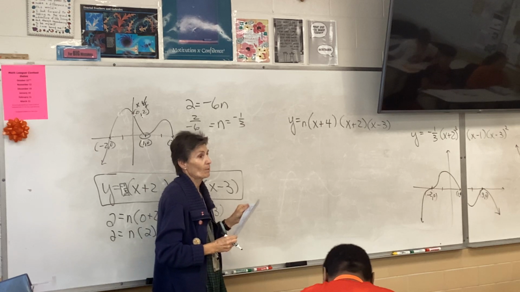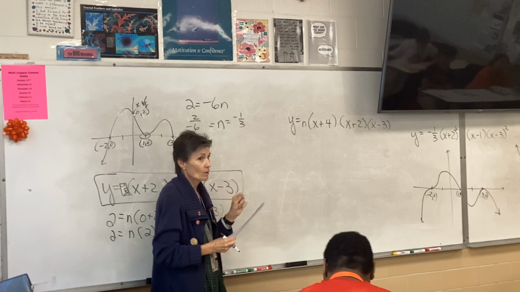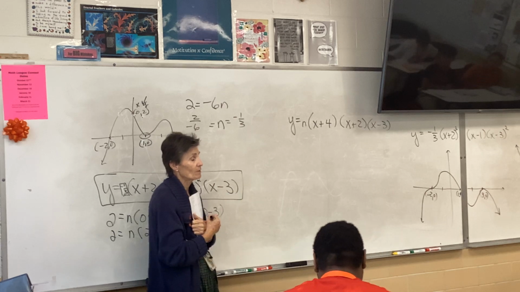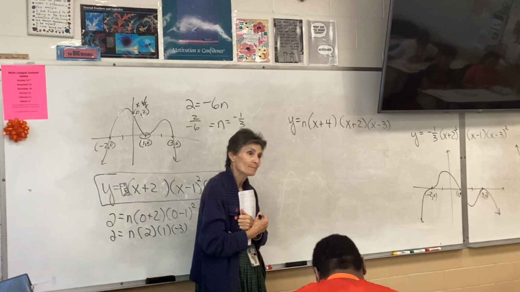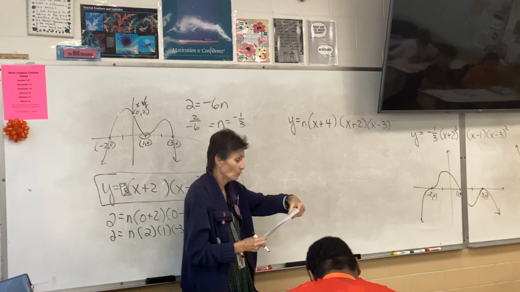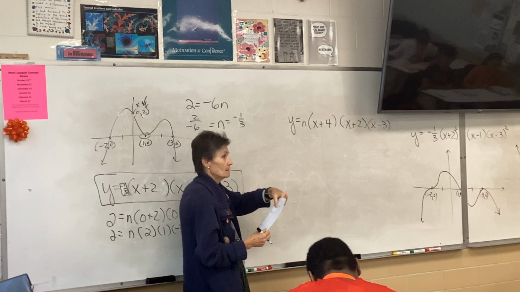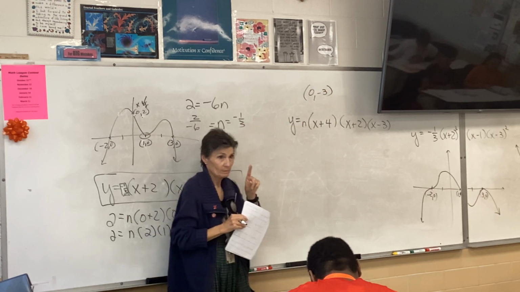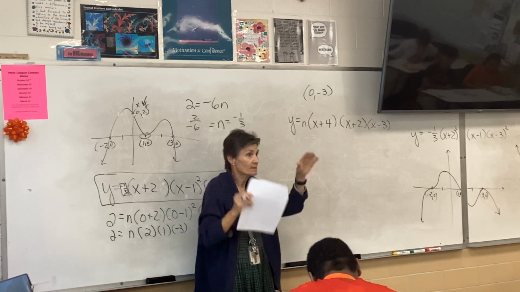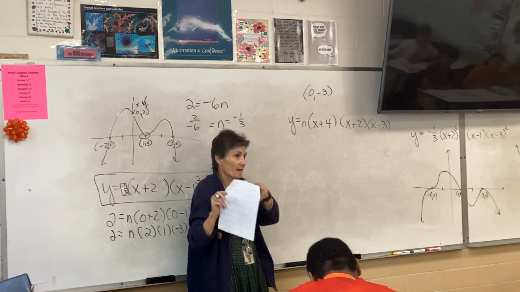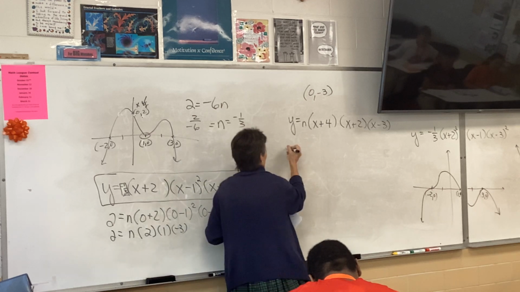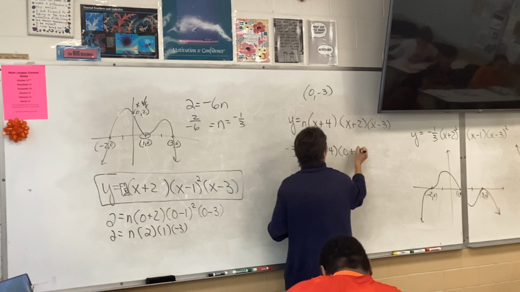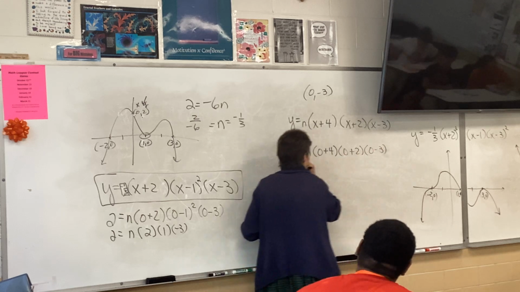There's always a number out in front. If you don't see it, it's a 1. But there's always some number out there in front. We have to figure out what it is. So how are we gonna do that? Plug in what? What's my random point this time? 0, -3. Remember, only the dots on the x-axis give you the parentheses. That other point, we're just gonna plug in. So -3 equals n times 0 plus 4, 0 plus 2, 0 minus 3.